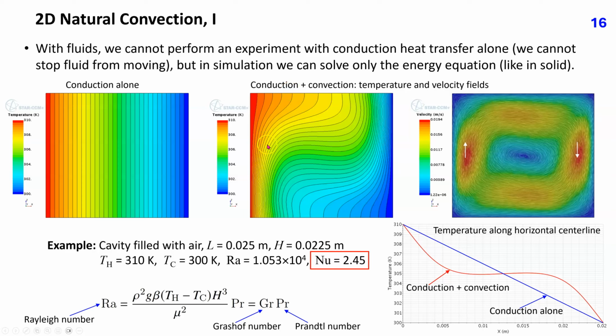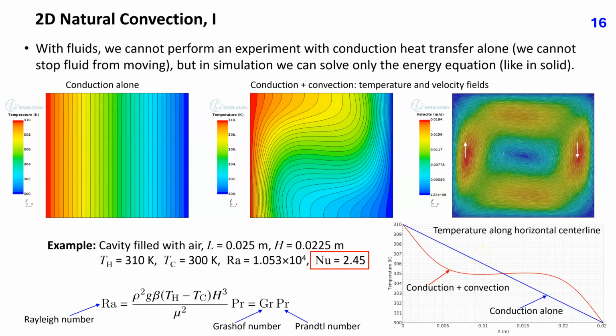This plot shows temperature profiles along horizontal line for conduction alone, the blue line, and for conduction plus convection, the red line. In the natural convection case, the temperature gradient near isothermal walls is much higher than in the case of conduction alone, which leads to a significantly higher heat flux.